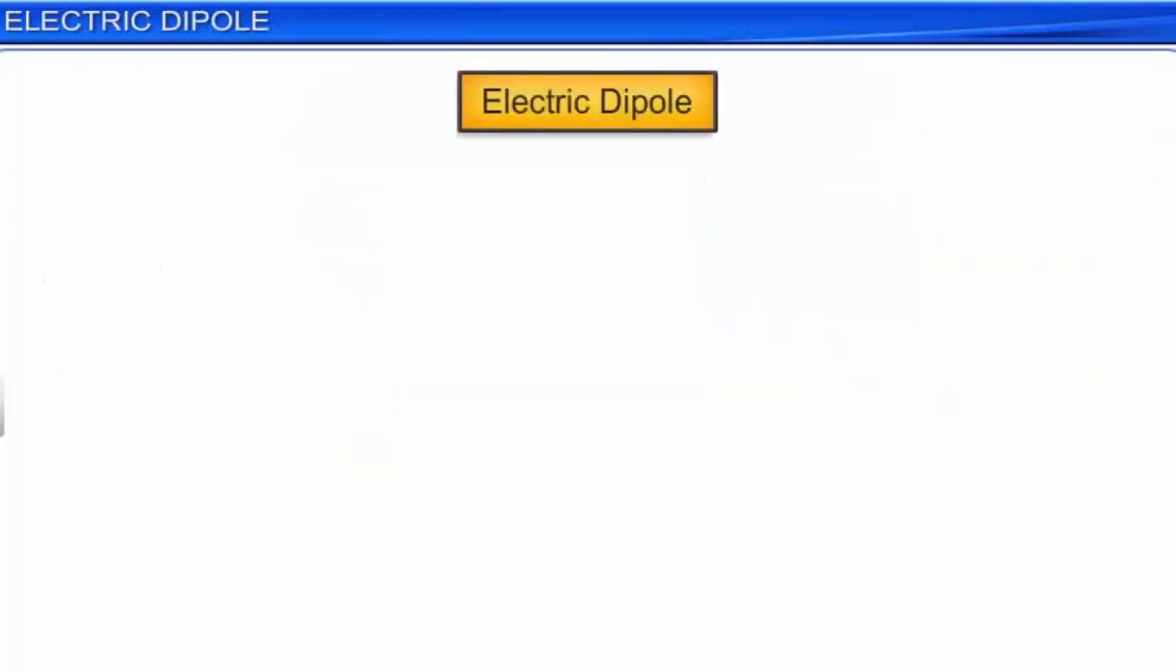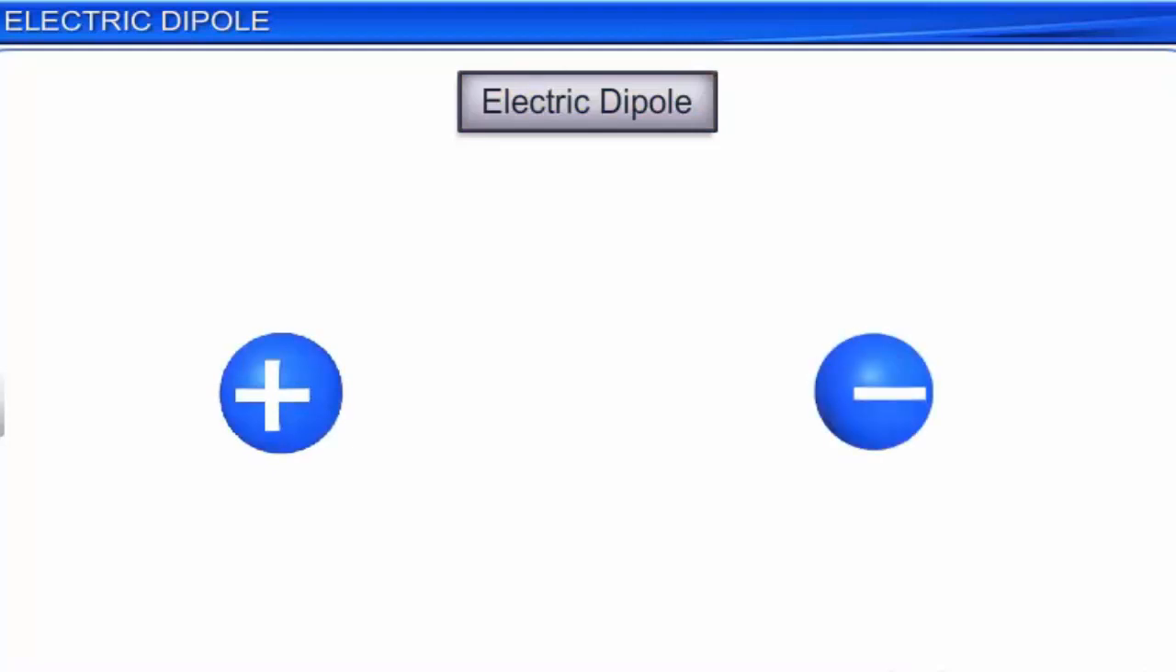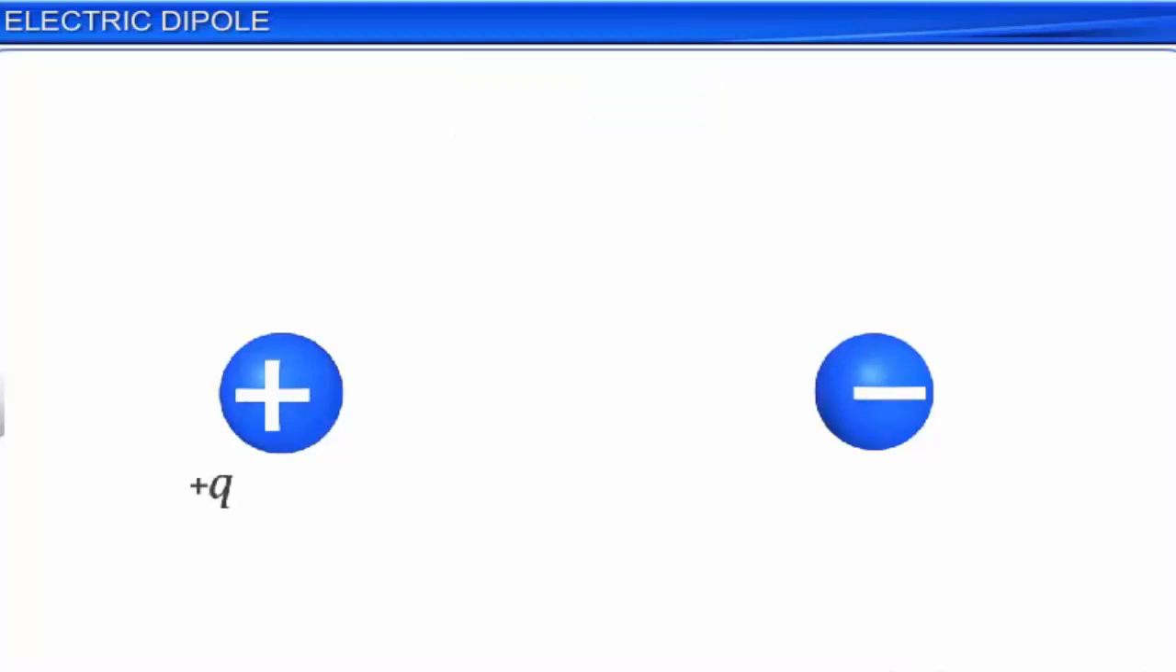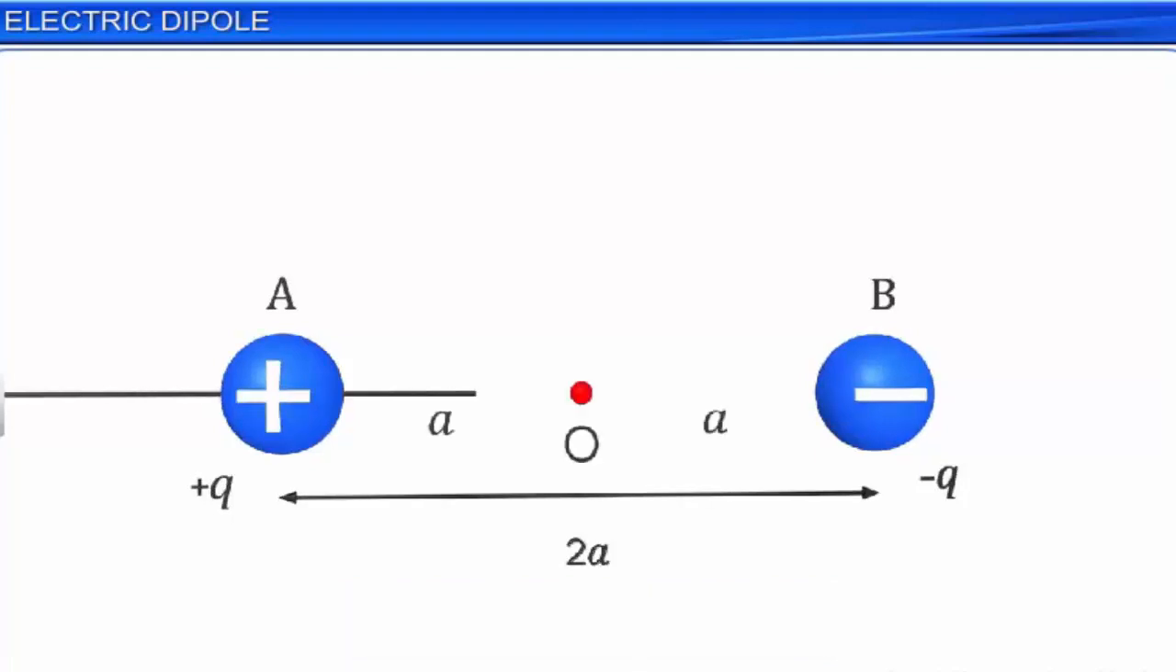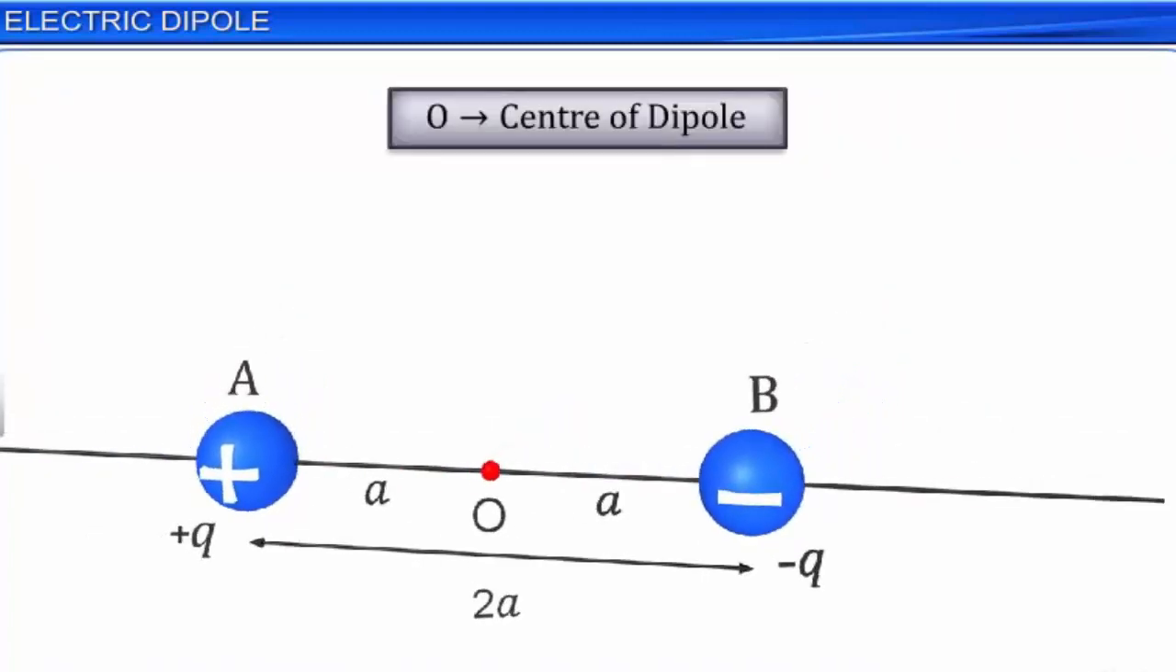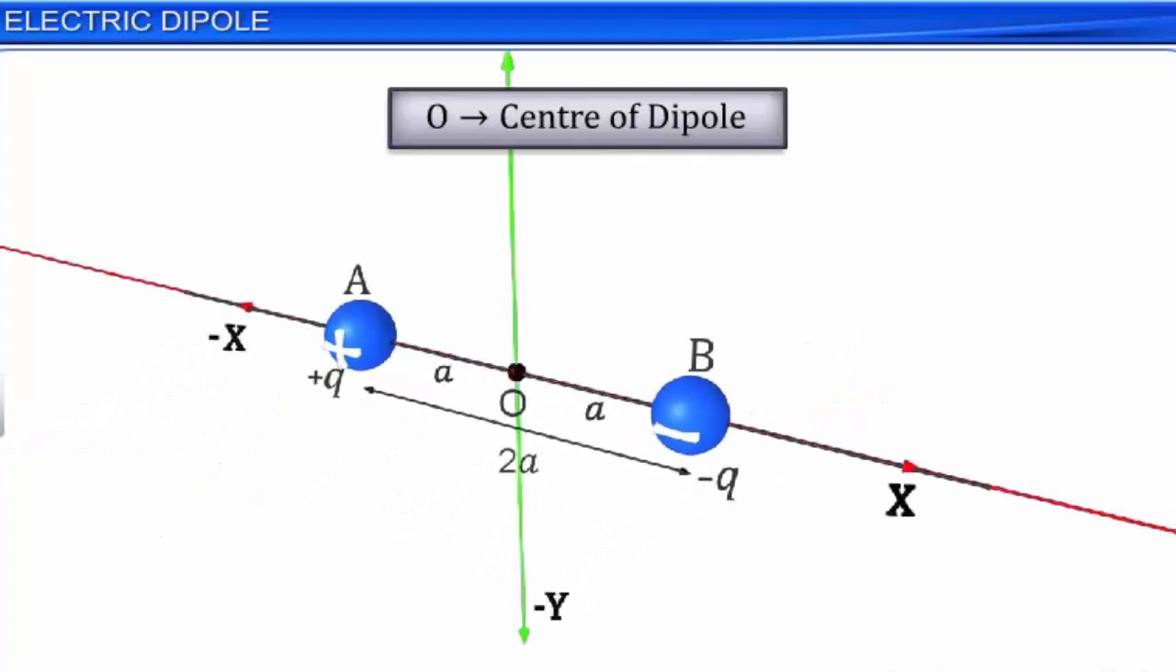An electric dipole comprises a positive charge and a negative charge separated by a finite distance. Consider a dipole with a positive charge plus q placed at A and a negative charge minus q placed at B at a distance of 2a. This distance between the charges is referred to as the length of the dipole. For an electric dipole, the midpoint O of the line joining the charges is called the center of the dipole, and the straight line passing through the charges and also through the center is called the axis of the dipole.